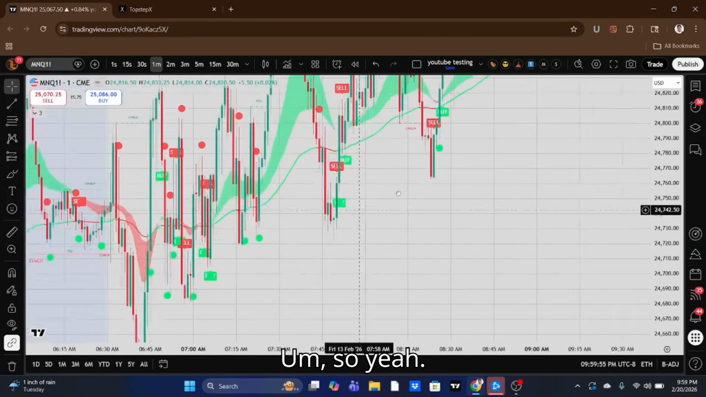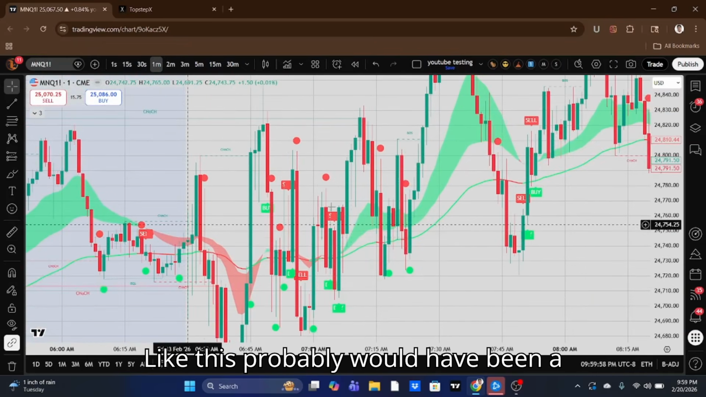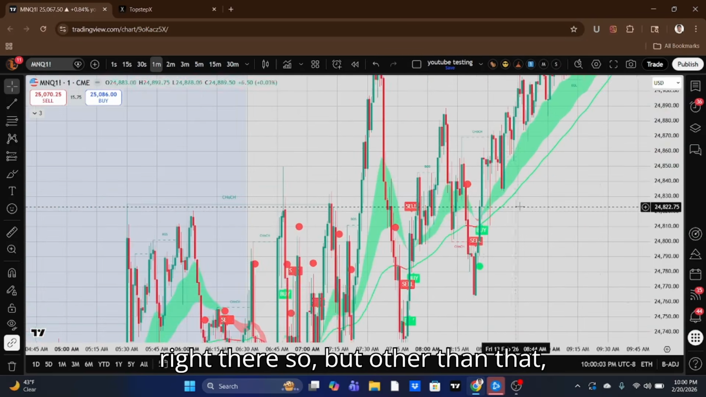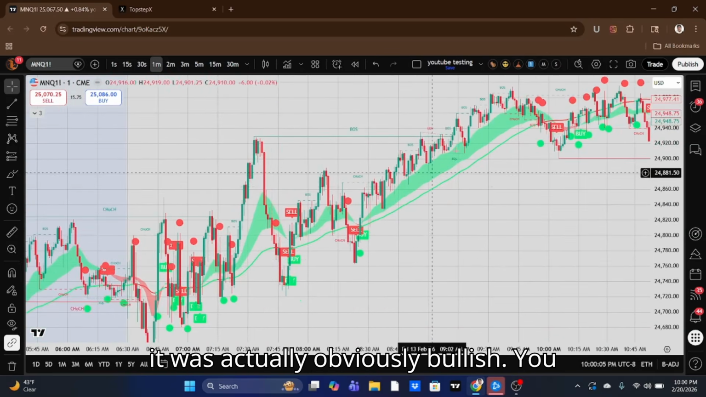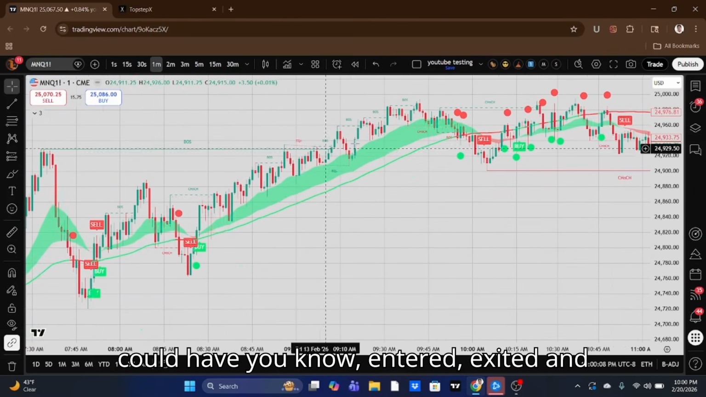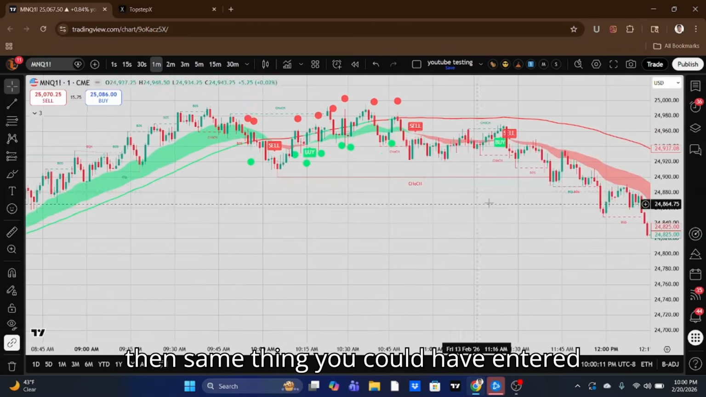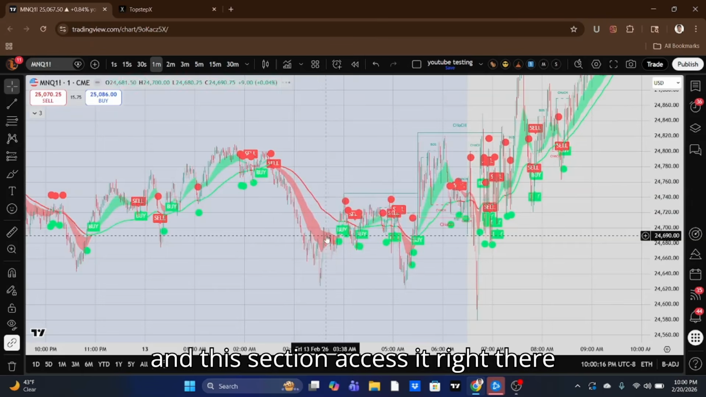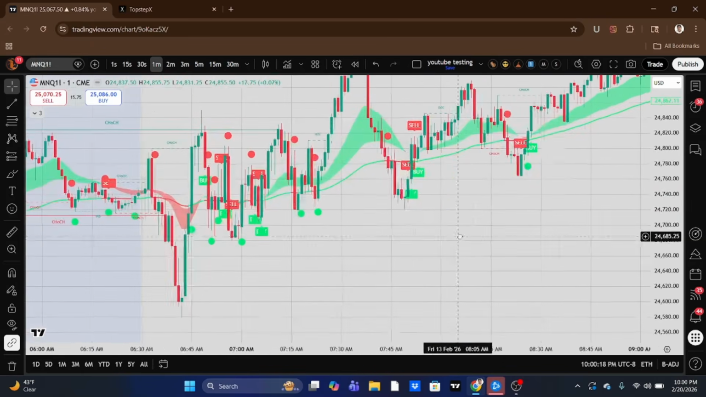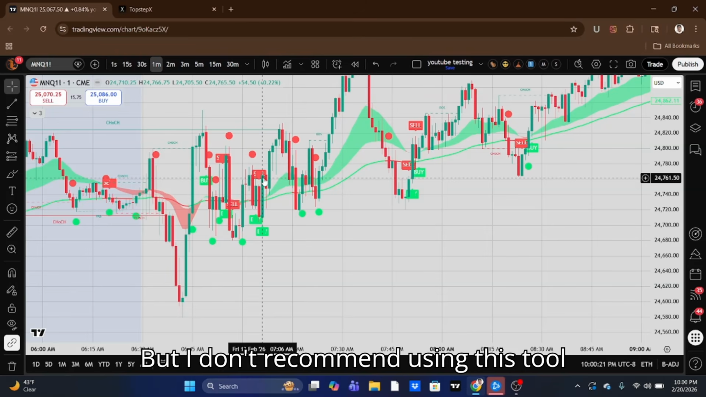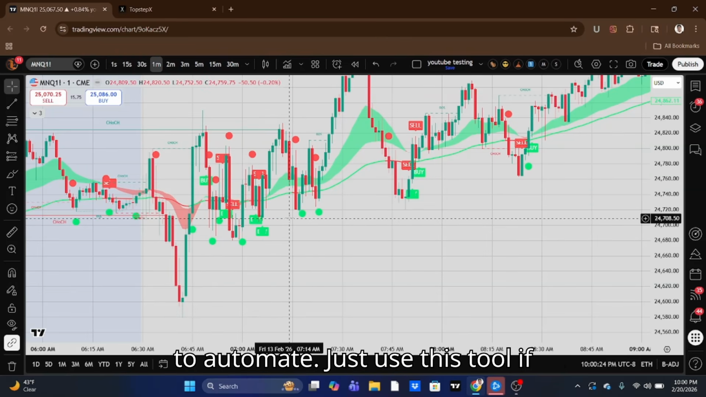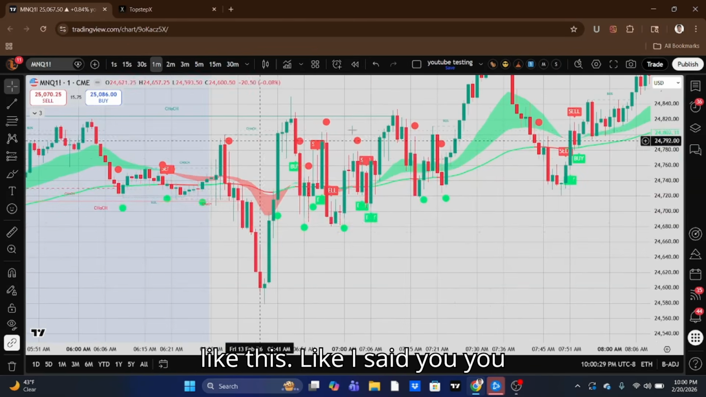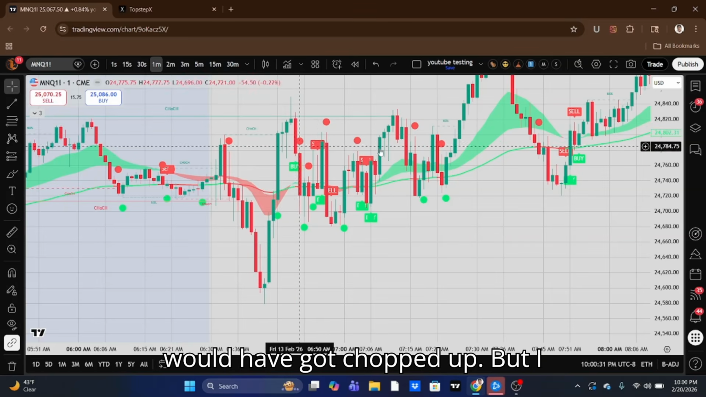So yeah, like this probably would have been a lot of choppiness in this section right there. But other than that, it was actually obviously bullish. You could have entered, exited, and then same thing, you could have entered in this section, exited right there. But I don't recommend using this tool to automate. Just use this tool if your goal is to manual trade, and in conjunction with other confluences like this. Like I said, you would have got chopped up.